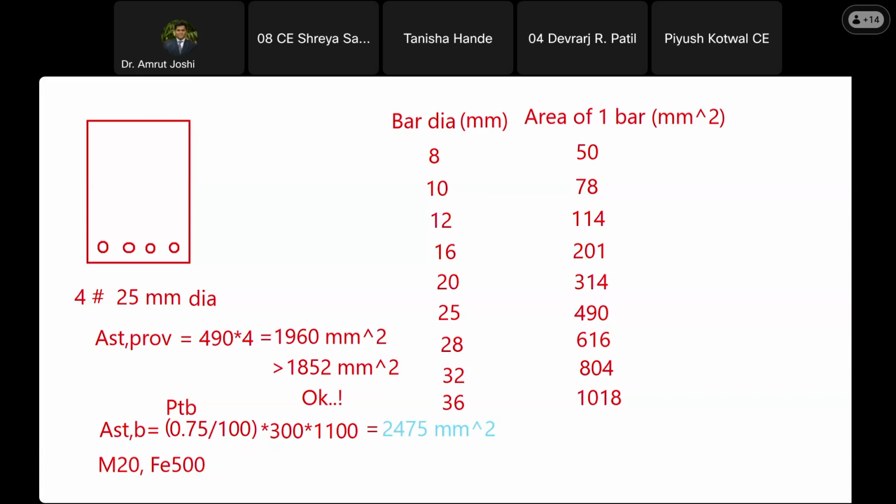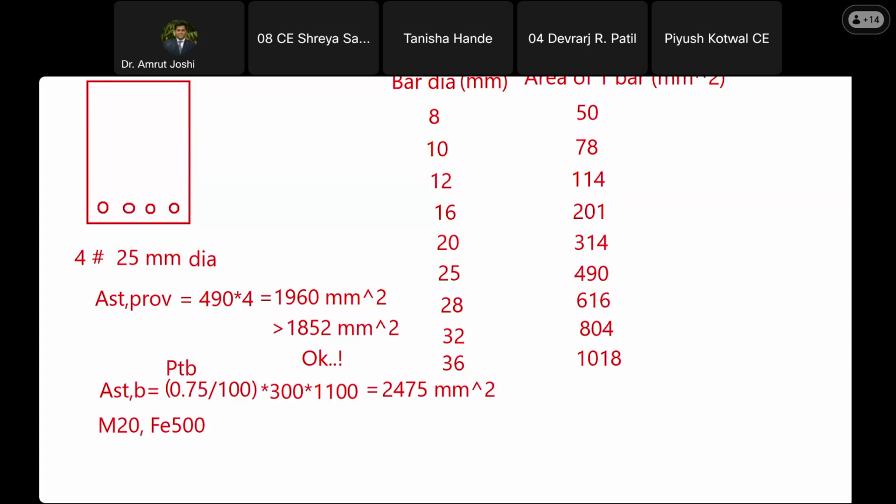Are you with me? Yes, sir. So I will write the sentence here: if AST provided is less than AST balanced, then it is an under-reinforced section. Otherwise, it is an over-reinforced section. So what do we want? We want the section to be under-reinforced. So is our AST provided less than AST balanced? Yes. Do you agree?